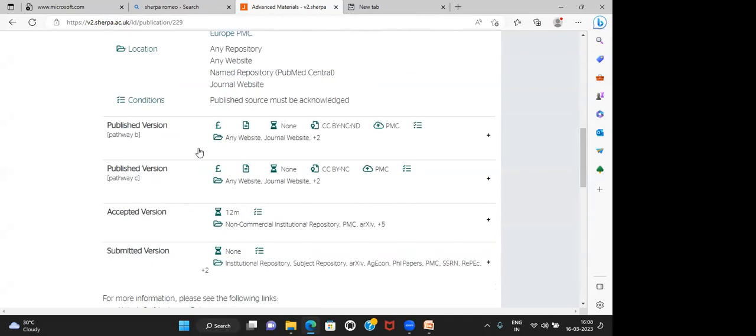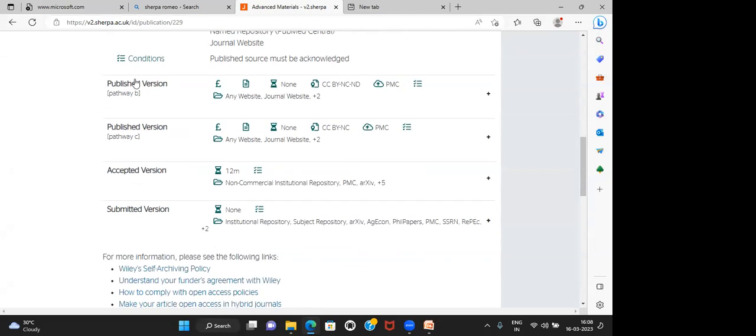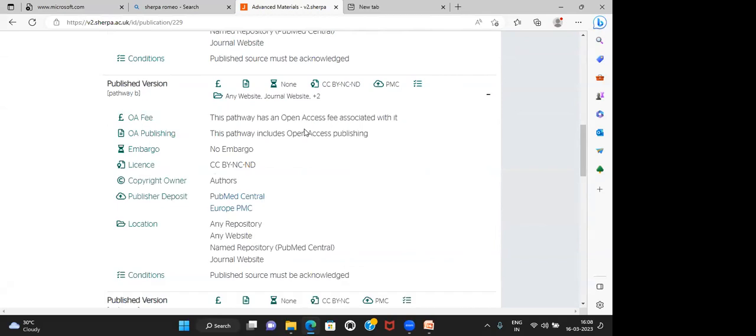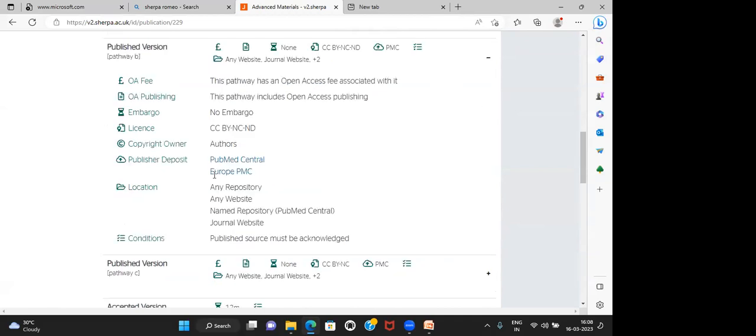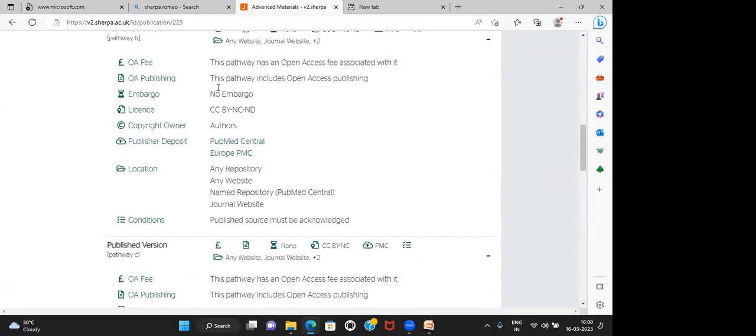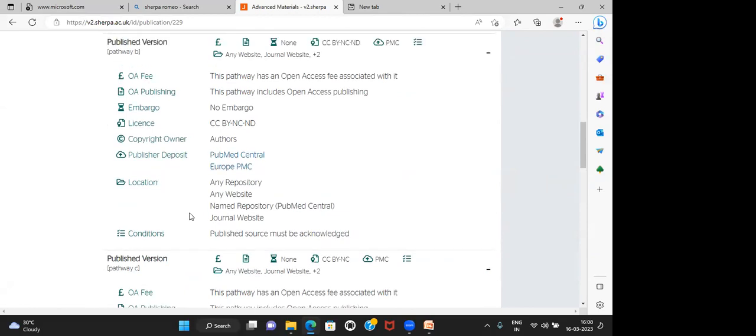And now we see there are published versions. In case of the published version, there are pathway B and pathway C. What does it mean? Here, different types of conditions are applied by the publishers. The license condition is, here you see, CC BY NC ND. And here you see the license condition is different, CC BY NC. So there are two types of license condition. So that's why the path is different, that is pathway A, pathway B.